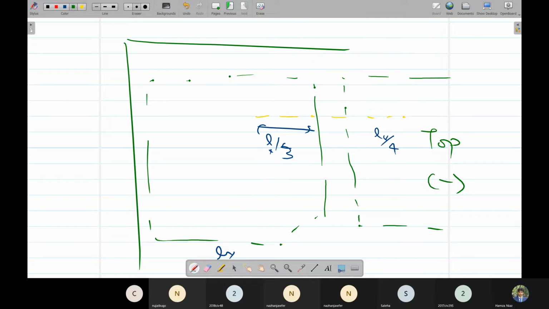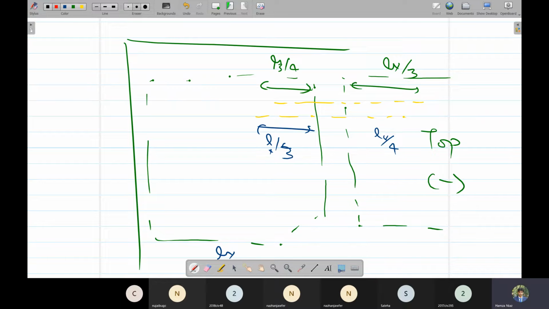That means this would be like this. It would have L by 4 here and Lx by 3 here. So we are placing bars alternately. In one direction, if it is L by 4, then in the second direction, that would be more. Okay, this is how we place them.